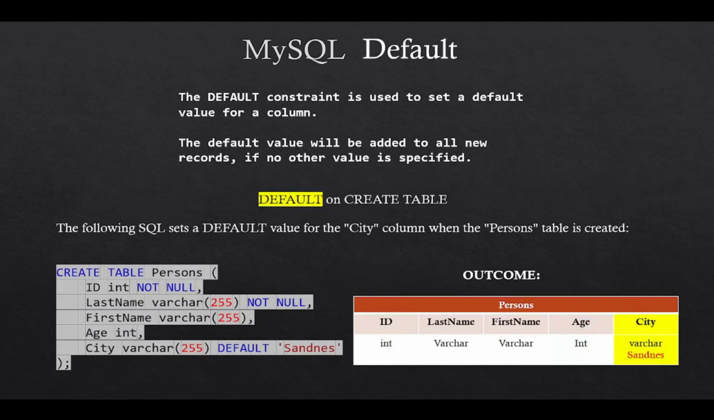MySQL DEFAULT. The SQL DEFAULT constraint is used to set a default value for a column. The default value allows the user to fill a column with a default or fixed value. If you have no value specified for the column at the time of insertion, then the default value will be added automatically to that column. For example, DEFAULT on CREATE TABLE.